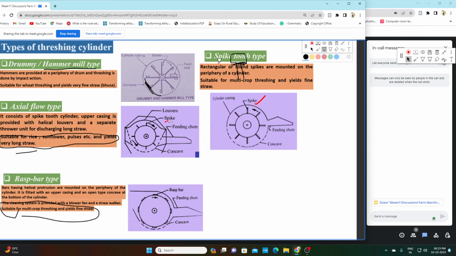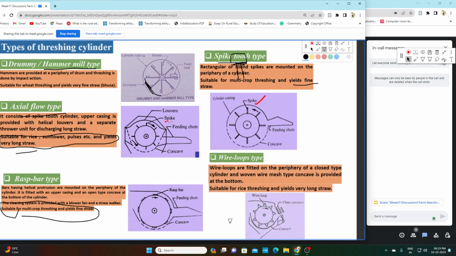But the difference between spike tooth and the axial flow type of threshing cylinder is that here it is very fine straw. The straw will be very fine, but axial flow will yield very long straw. So this is the difference between axial flow and spike tooth type of thresher. Also, this is a multi-crop type of thresher, suitable generally for rice, sunflower, pulses, etc.